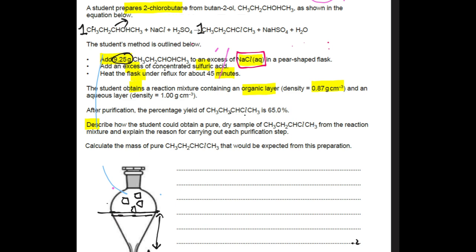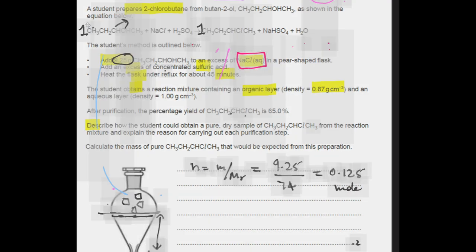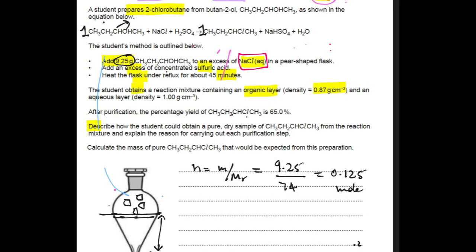So if you work out the moles, which is n equals m over Mr, simply you put 9.25 over Mr, which is 74, and that will give you 0.125 moles of your alcohol. Now look at the ratio you have got. The ratio is given as 1 to 1 of your alcohol and your product. So the same mole ratio applies, 1 to 1. So therefore moles of 2-chlorobutane is also equal to 0.125. Okay, because of the ratio.